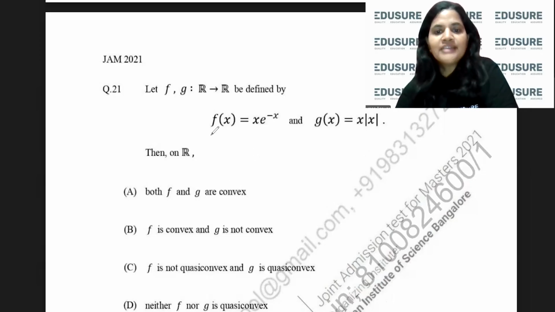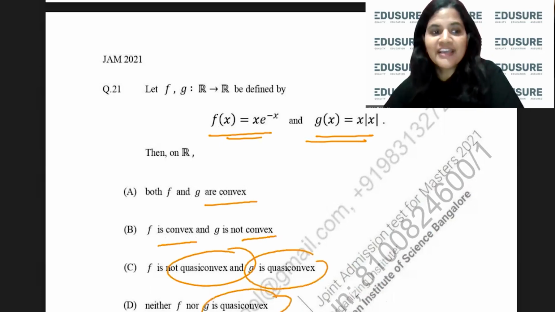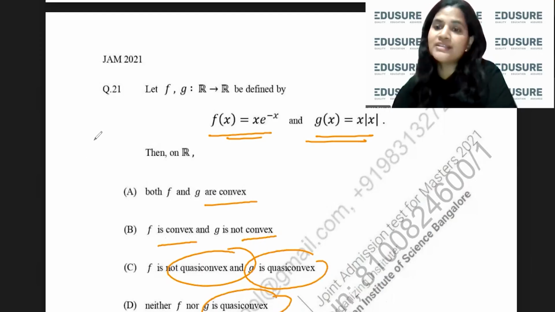Again, I'm given f(x) and g(x). Again, convex, not convex, quasi-convex and quasi-concave. So I have one more term, quasi-convex. Let me just introduce the concept of quasi-convexity and quasi-concavity.